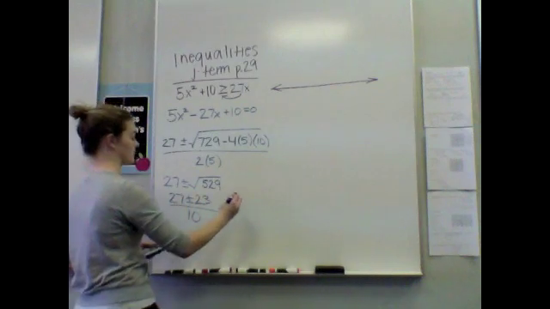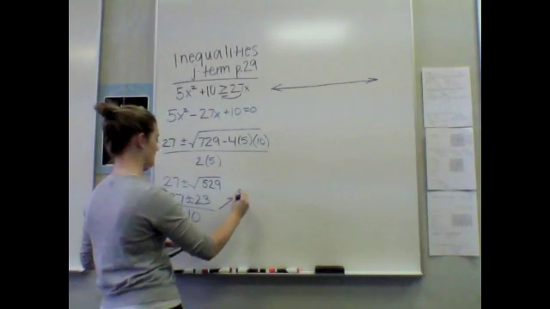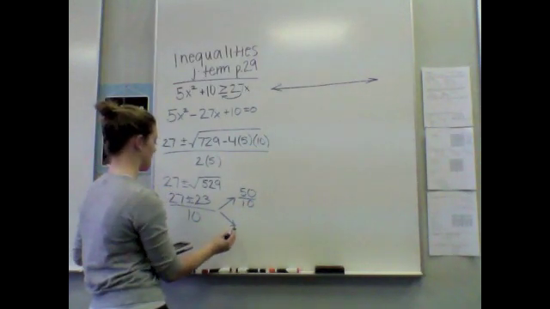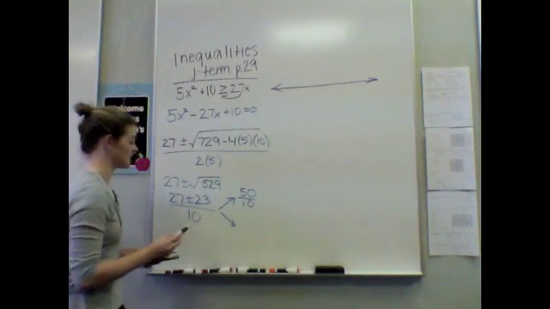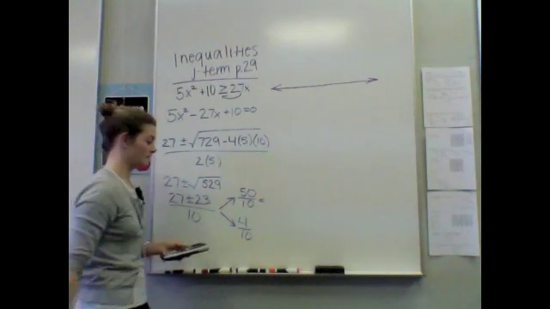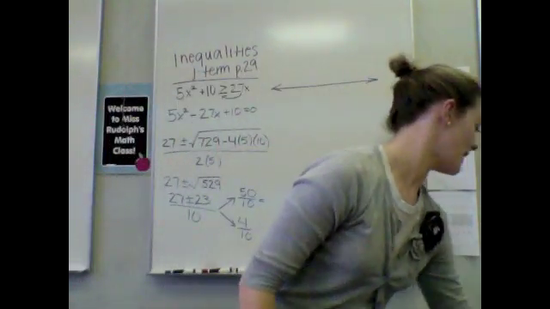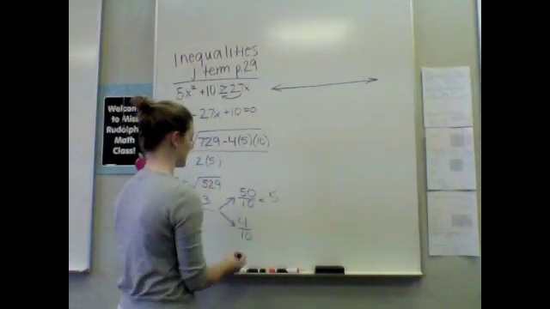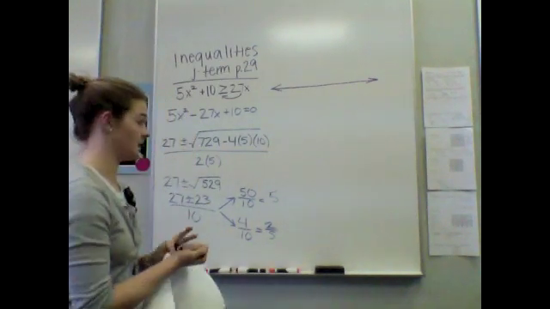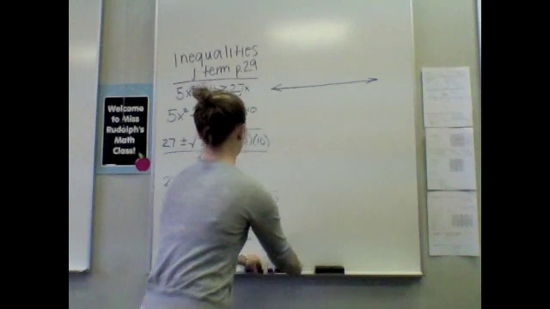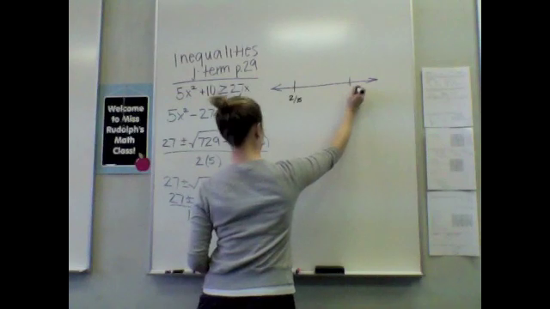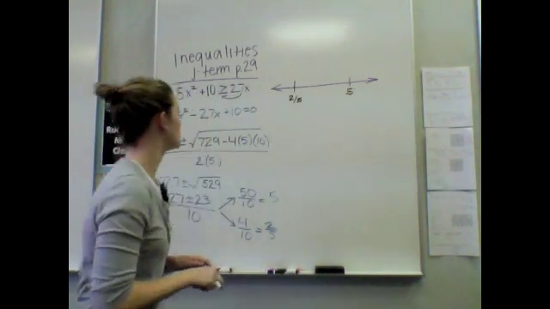So we have the case of 27 plus 23, which will be 50 divided by 10. We have the case of 27 minus 23, and that will be 4 over 10. We can simplify these. 50 divided by 10 will give us 5. 4 over 10 will give us a simplified fraction of 2/5. These are our two tester points that we need to test on our number line here. So we draw 2/5, and we draw 5.